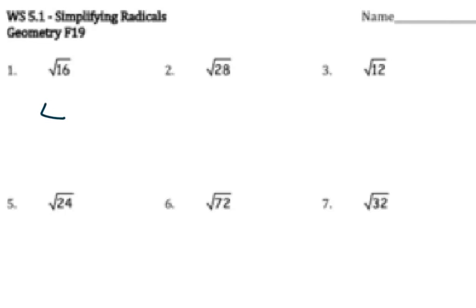Okay, so 4 times 4 makes 16. So the square root of 16 is simply the whole number 4. So number 2, 28 is not a perfect square.